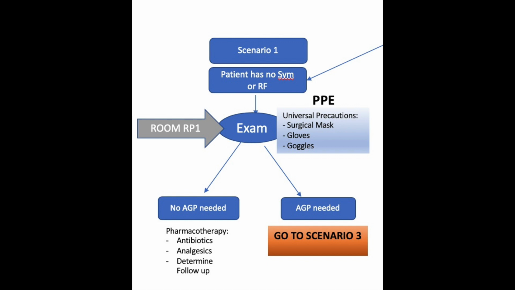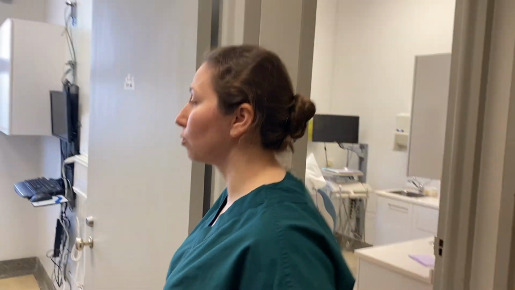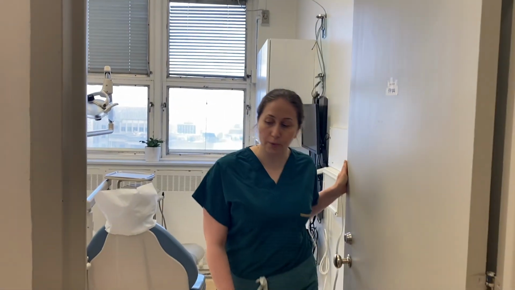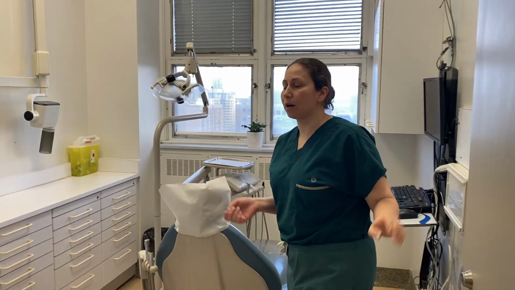In scenario 1, the patient is not suspected of having COVID or is asymptomatic. Therefore, universal precautions can be used. When coming into the faculty practice, one should be going to a room identified as PPE, or A3230. In A3230, we will find most of our protective materials.